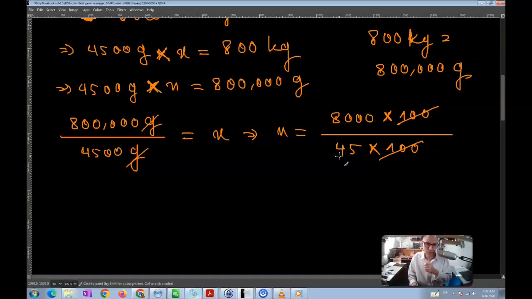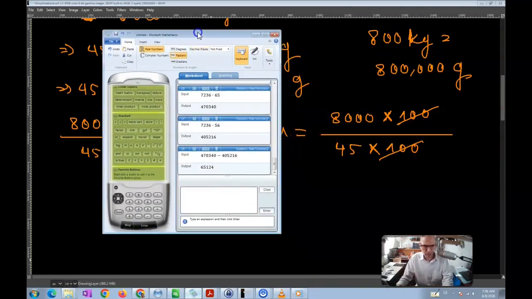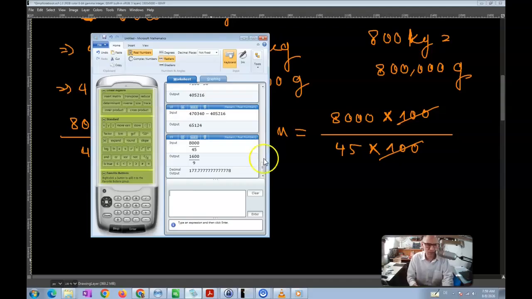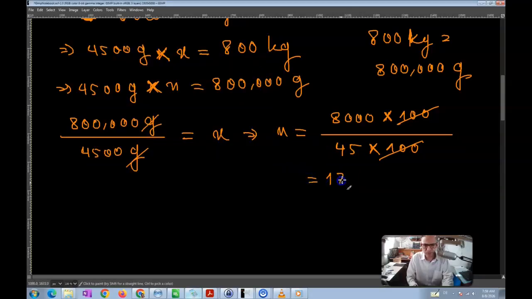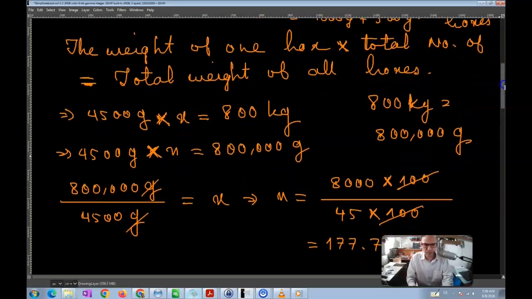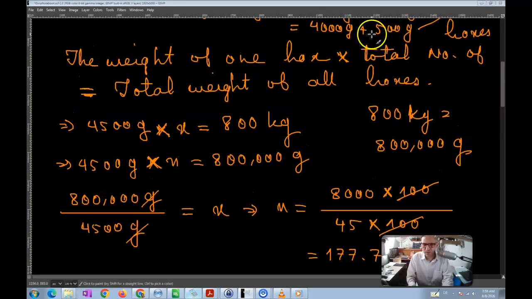Now I don't have the time for this. I would do this long division, but I don't want to waste your time. You can do it on your own. 8,000 divided by 45 is 177.78. And what is this x that we have calculated here? This x was supposed to be the total number of boxes.